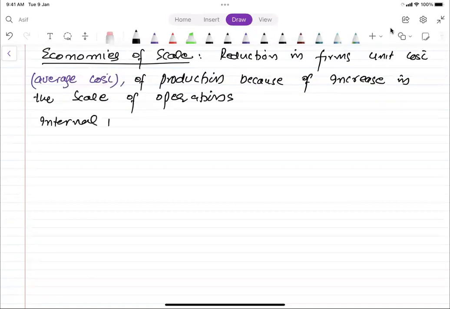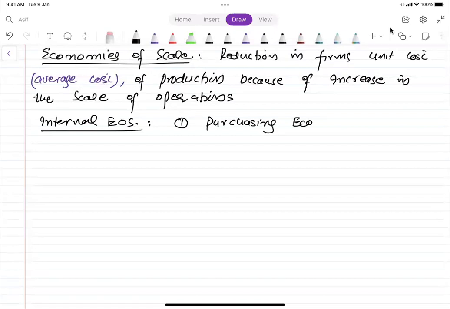Let's talk about internal economies of scale first. The first economy is purchasing economies of scale. We often call it bulk buying discounts. Purchasing economy is the benefit of reduced average cost when we buy in bulk.